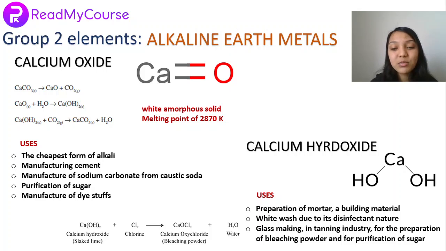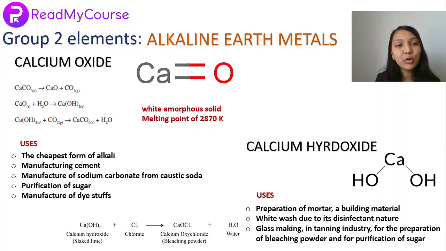All these, cement, mortar and so on, are basically used for building, right? Calcium hydroxide is used as whitewash due to its disinfectant nature. It is used in glass making as well, in tanning industries, for the preparation of bleaching powder, which we just discussed, and for the purification of sugar. So these are the uses of calcium hydroxide.